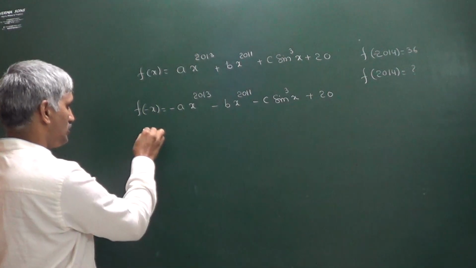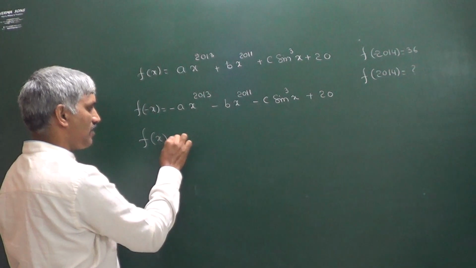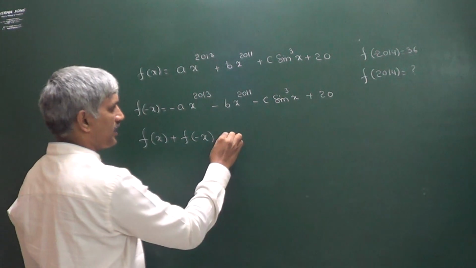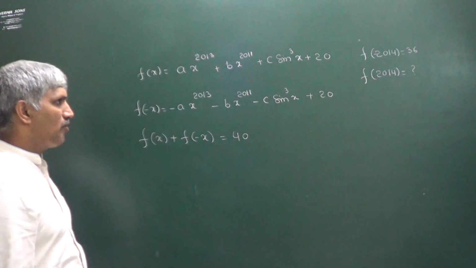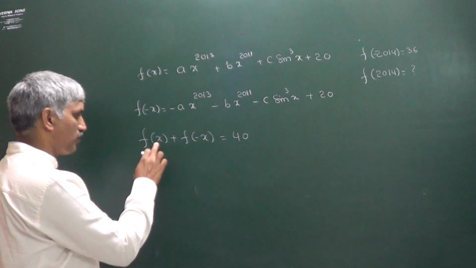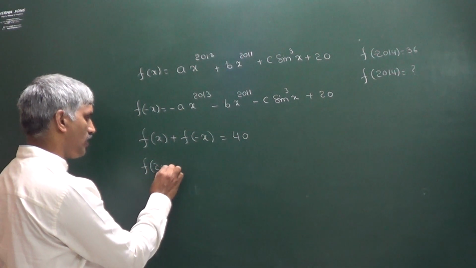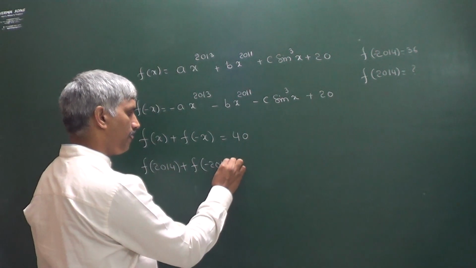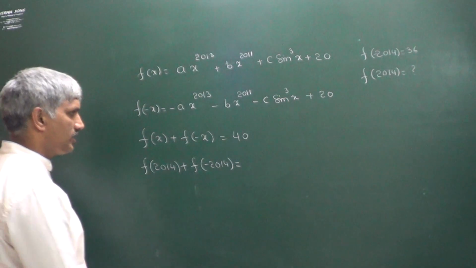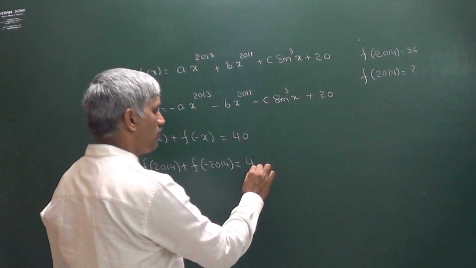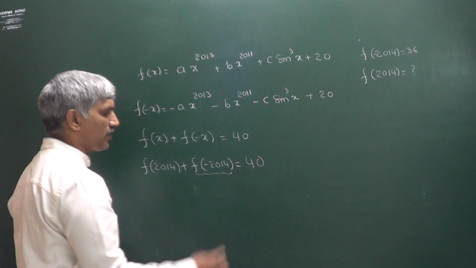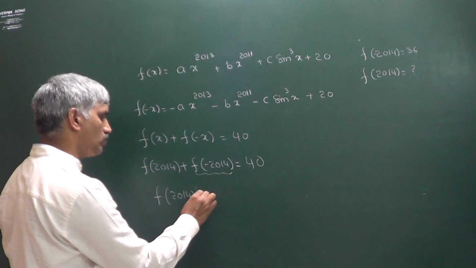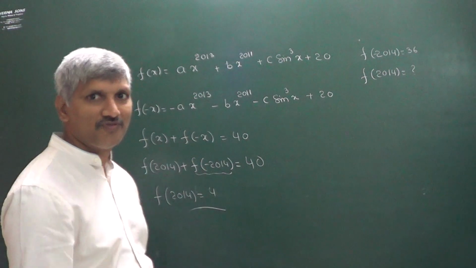Yes. Now add both. By adding both you will get f of x plus f of minus x is equal to 40. Now put x equal to 2014. If you put x equal to 2014, what happens? F of 2014 plus f of minus 2014 is equal to 40. In the question, f of minus 2014 is given as 36. That's why we are getting f of 2014 equal to 40 minus 36, that is equal to 4.